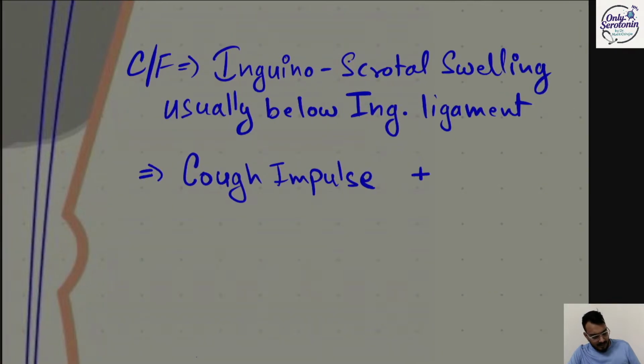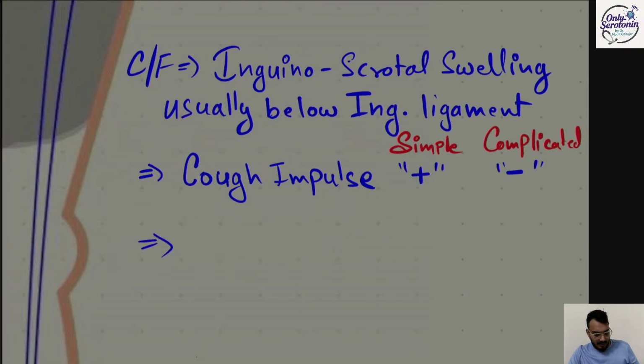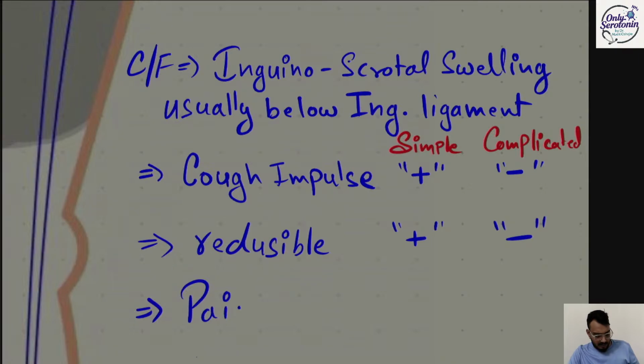The cough impulse can be either positive or negative. Positive cough impulse is seen in simple hernia and negative cough impulse is seen in complicated hernia. Then you will try to push this swelling inside. We call it reducibility. If the swelling is reducible, it is simple hernia. If it is irreducible, it is complicated hernia. The third thing you should know is about the pain. If the patient has no pain, it is simple hernia, and if pain is positive, that is complicated hernia.